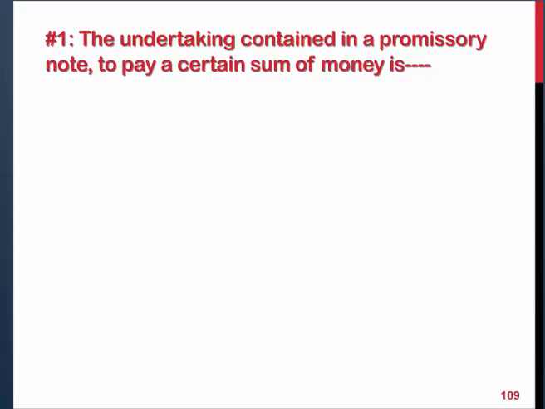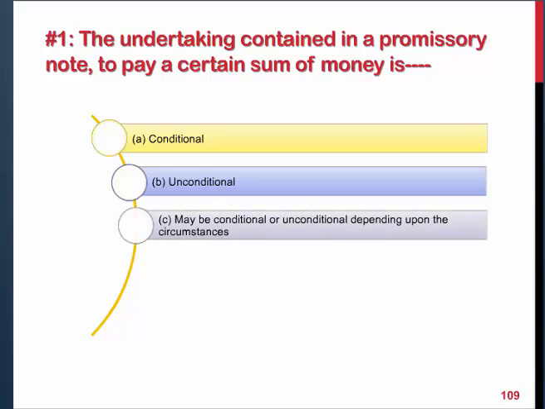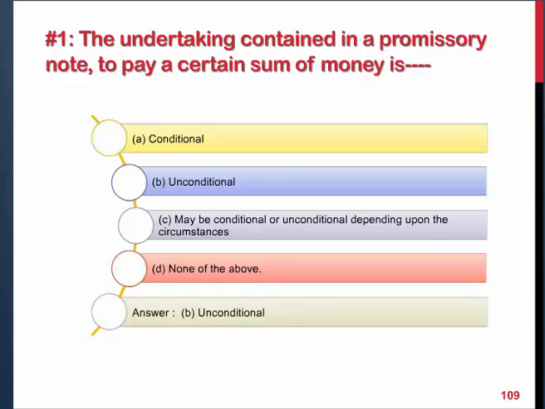Question 1. The undertaking contained in a promissory note to pay a certain sum of money is: A. Conditional, B. Unconditional, C. May be conditional or unconditional depending upon the circumstances, and D. None of the above. Students, just tell. The correct answer is option B, unconditional. Reason: as per Section 4 of the Negotiable Instruments Act, a promissory note is an instrument containing an unconditional undertaking signed by the maker to pay a certain sum of money only to, and to the order of, a certain person or to the bearer of the instrument. Hence, by virtue of Section 4, the correct answer is option B, unconditional.